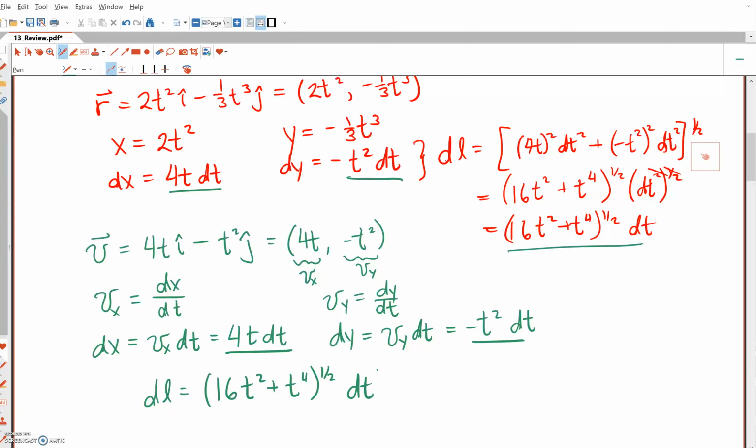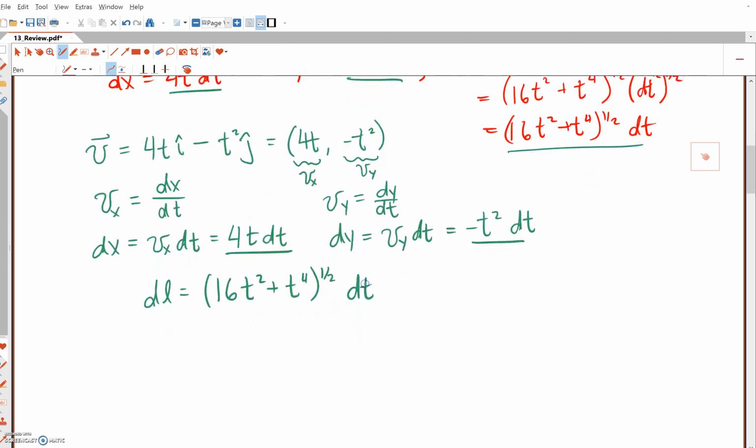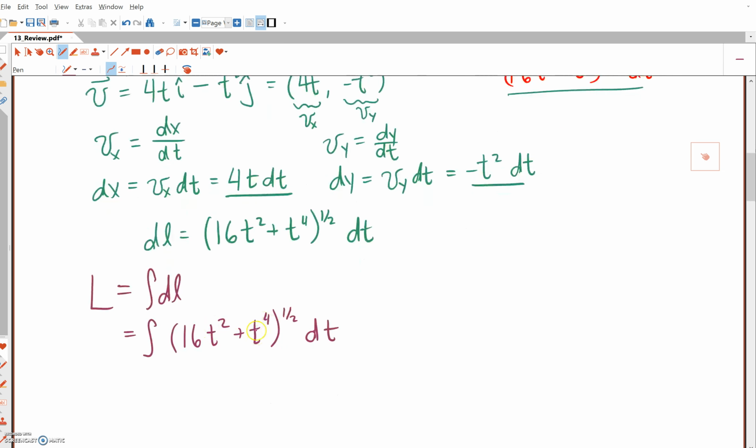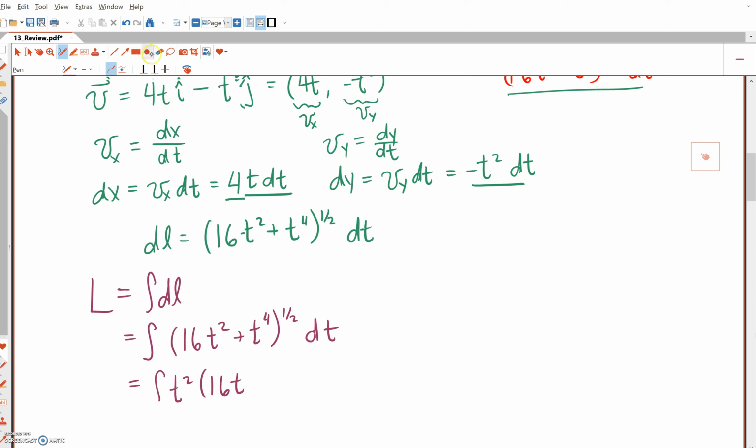Okay, so now, if I agree that this is my correct result, all I need to do is take the integral. So let's do that. Now my total path length is equal to the sum of all of these little pieces of dl. That's equal to the sum of all of these little pieces, 16t squared plus t to the fourth to the 1/2 power dt. From here, I can pull out a t squared in each term, and since I'm taking t squared to the 1/2, that's t times the square root of 16 plus t squared, dt.